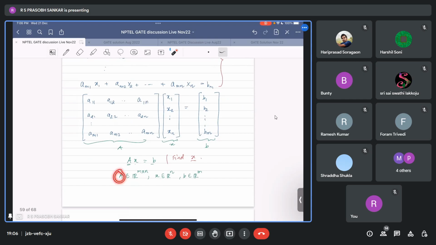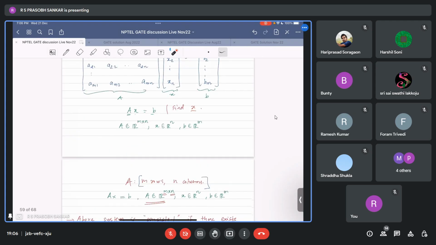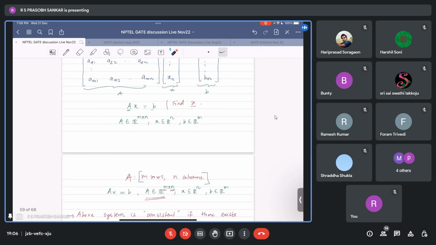Typically, in this case, we have m equations in n unknowns. That means A will have the dimension m cross n, x will have the dimension n cross 1, and b will have the dimension m cross 1. What we will now see is how the solutions will be. So the setup is clear, right? Any doubts? Shall we proceed? If I'm going too fast, or if there is any doubt at any point of time, please feel free to interrupt. Okay, I think we can proceed.